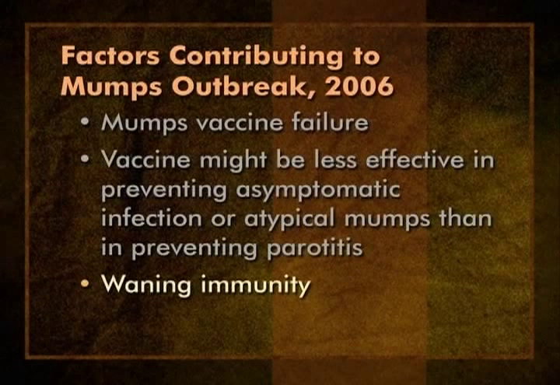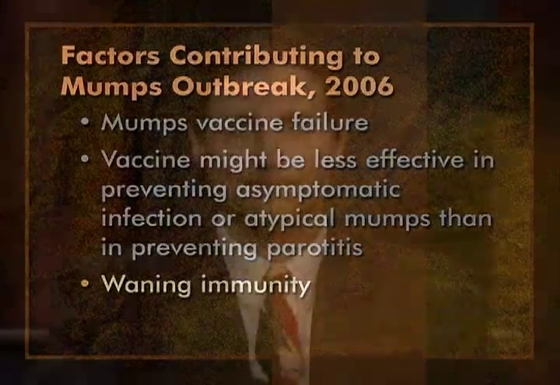Finally, waning immunity has been postulated as a contributing factor in this outbreak. Young adults 18 through 24 years of age would most commonly have received their most recent dose of mumps-containing vaccine as long as 17 years ago.